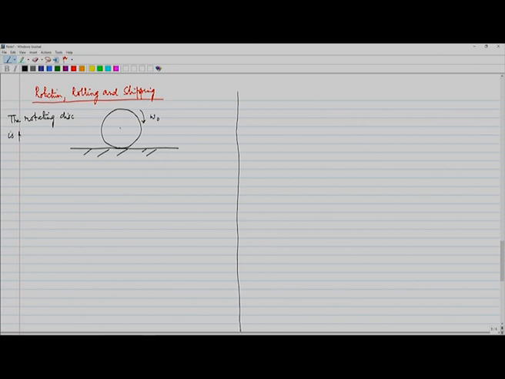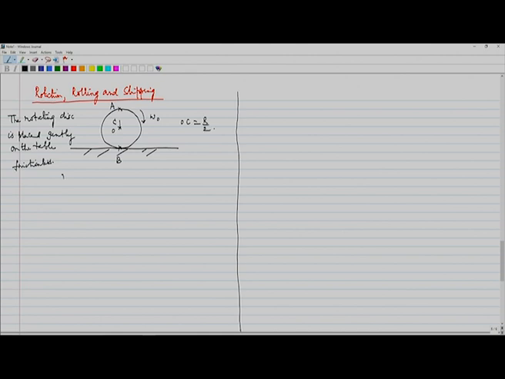Is placed gently on the table. Let us say it's a perfectly frictionless table, right? Now I will consider this point as A, this point as B, and I will consider some point here which is C from the center. Okay. So let us say that OC is equal to R by 2.